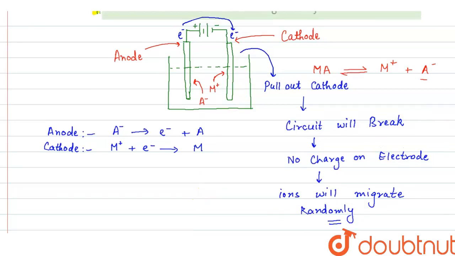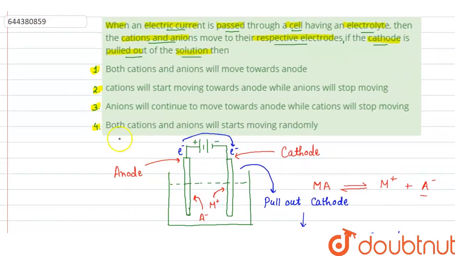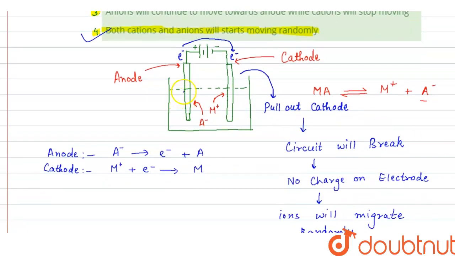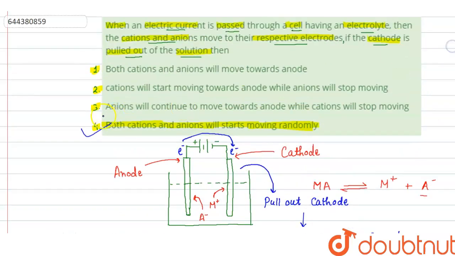Right. So if we look at the options, in option 4 it is given both cations and anions will start moving randomly. So this will be the correct option here, right? This will be the correct option because there will be no charge on the electrode and no reaction will take place. When the cathode is pulled out, this reaction will not take place, and due to this, the reaction at anode will also not take place because ions will migrate randomly. So here option 4 is the answer.